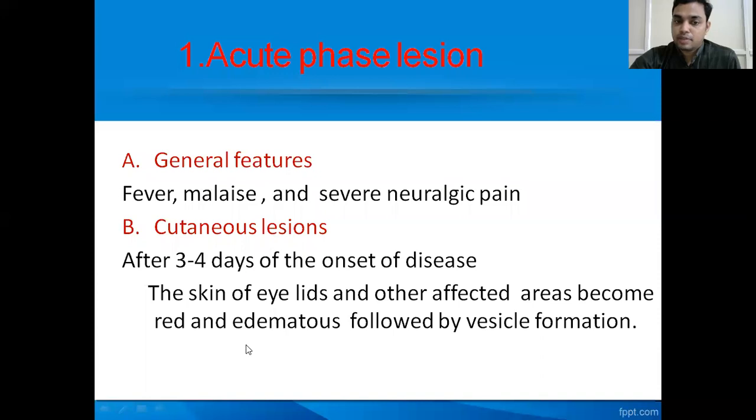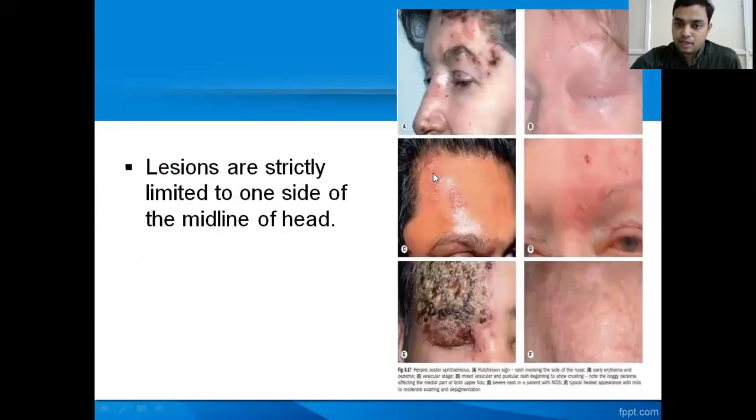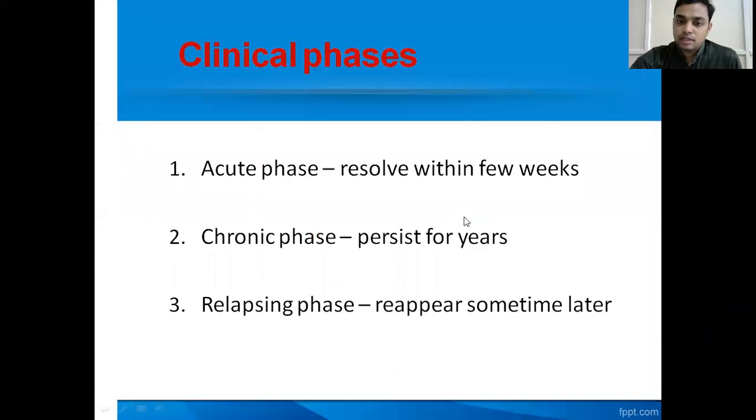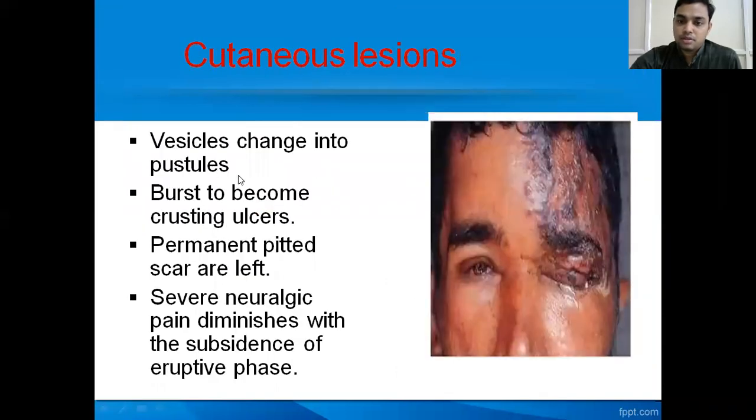The skin lesions are characterized by, initially, the skin becoming red and edematous. This is followed by vesicle formation. So you can see these are the vesicles. In this picture, you can see the vesicle. First the skin becomes red and edematous, and this is followed by small vesicular skin lesions. These vesicular skin lesions then turn into pustules. Then they burst and appear as crusting ulcers.